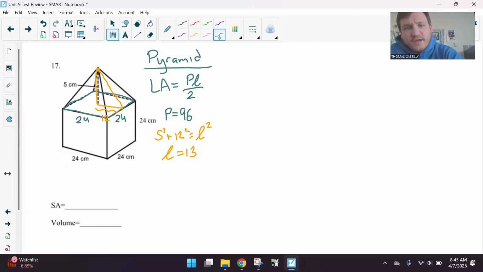So I'm going to plug everything in here. We have 96 times 13, and we're going to chop all of that in half. Let's see what that gives us. 96 times 13 divided by 2 is 624. All right, so there is our pyramid. Let's find the prism now.